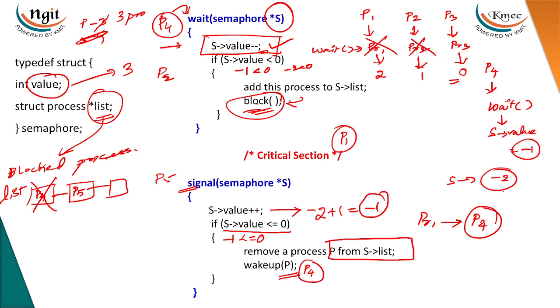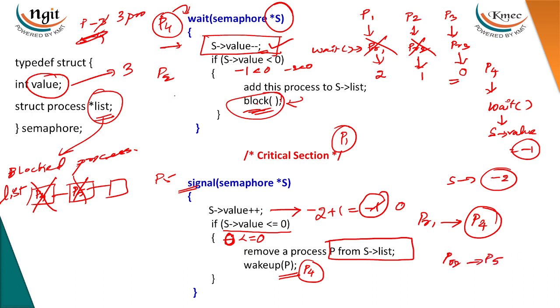Then the next process, P2, releases printer 2. Then the value will become -1 to 0. Again it will check, is 0 less than or equal to 0? Yes. Remove a process P from the list. So P5 will be removed and allocated printer 2.